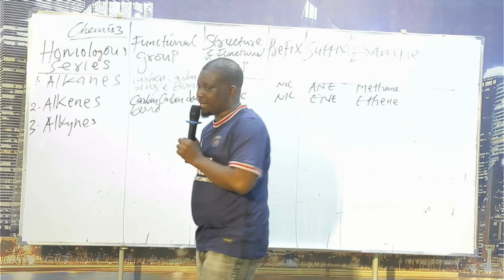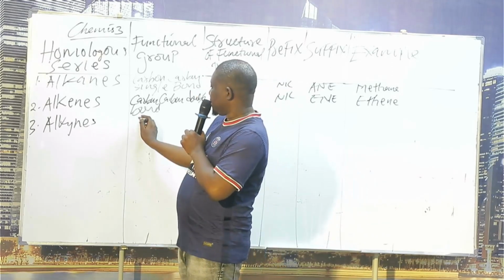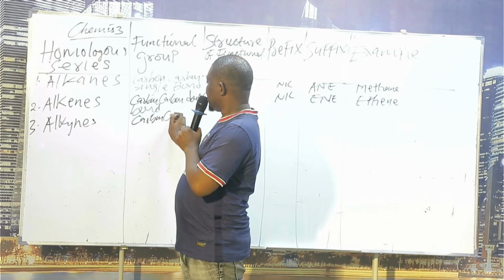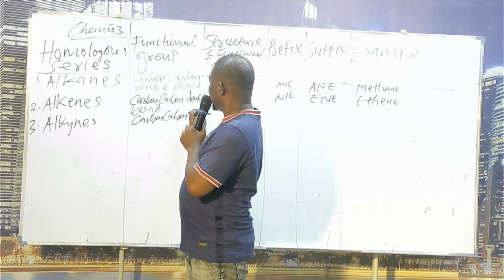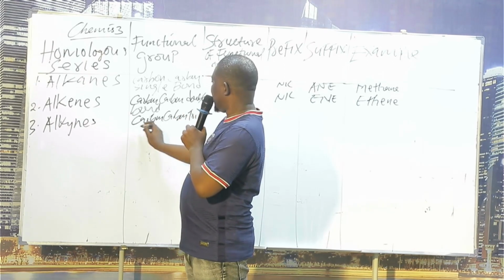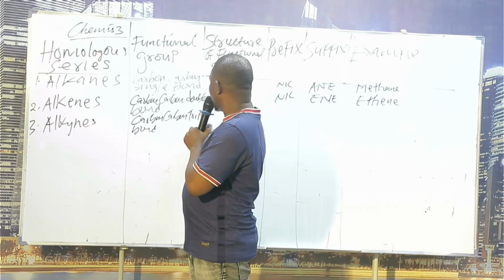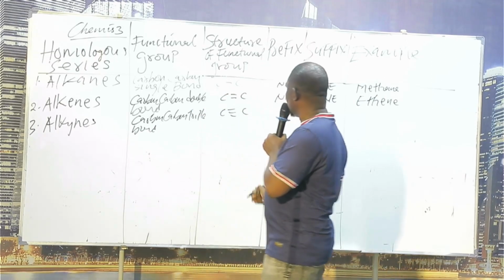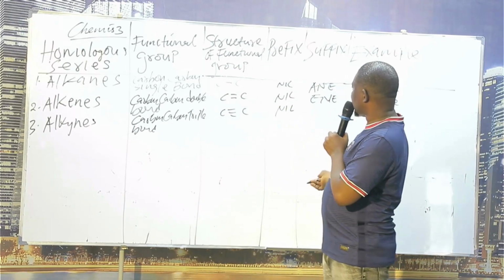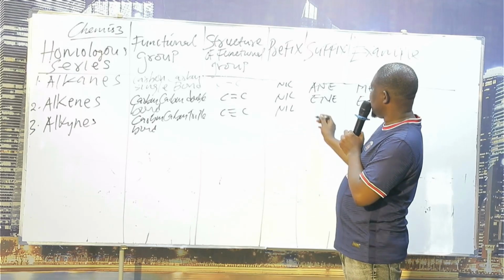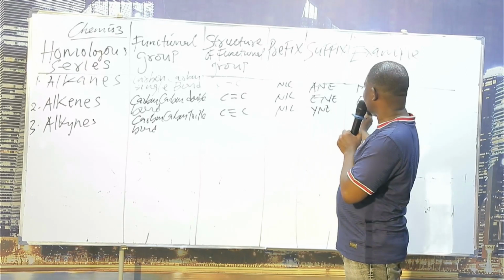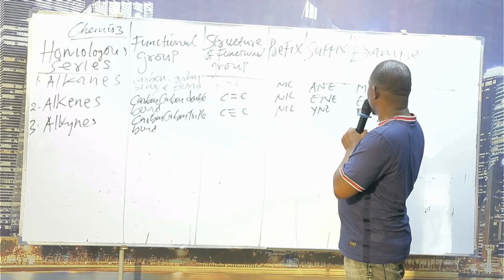Functional group of alkyne is what? Carbon-carbon triple bond. C≡C. No prefix. Any suffix? Yes, which is what? Yne. Example is what? Ethyne.